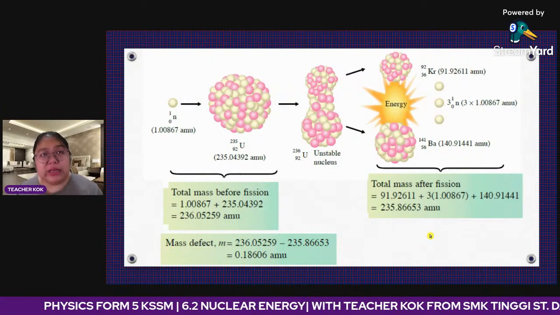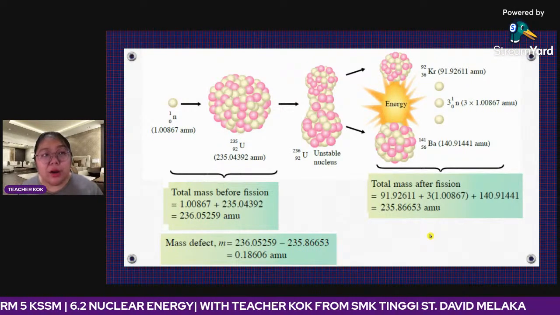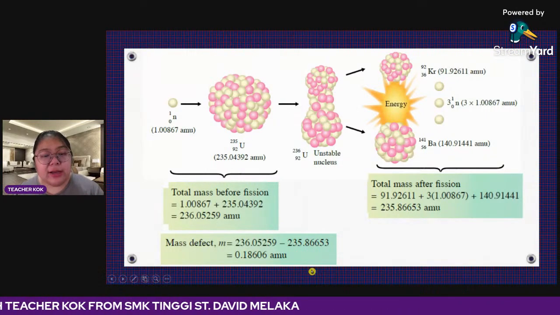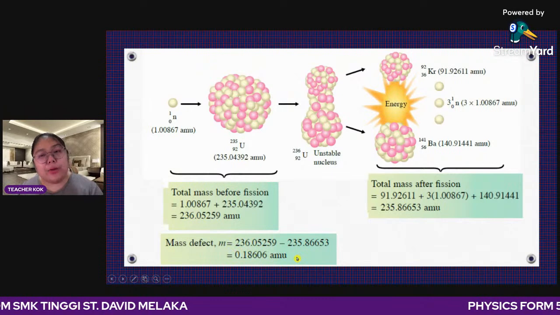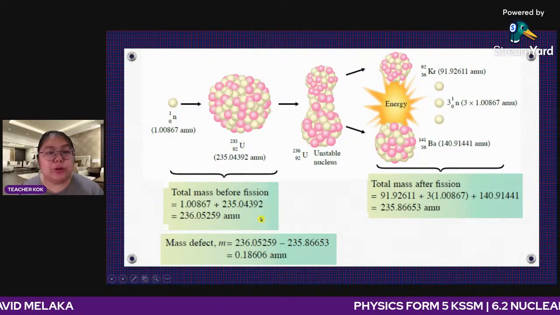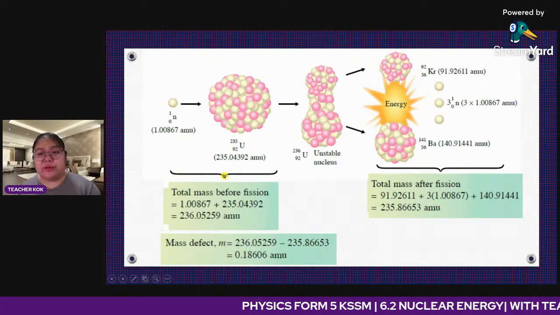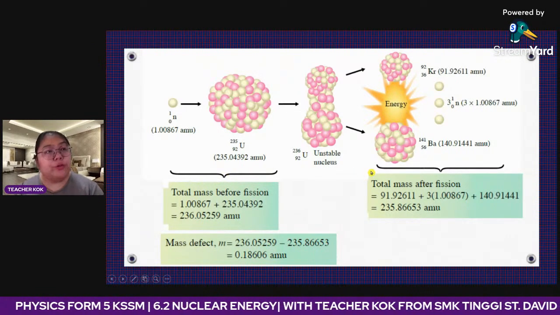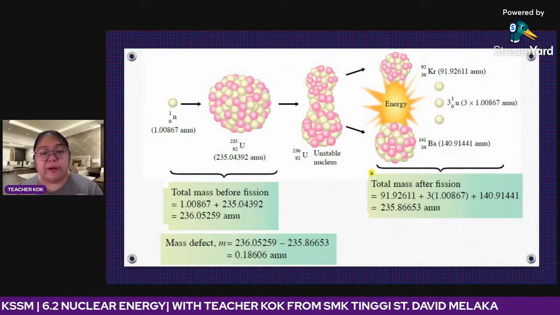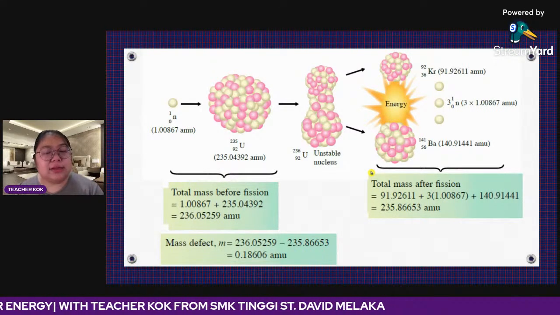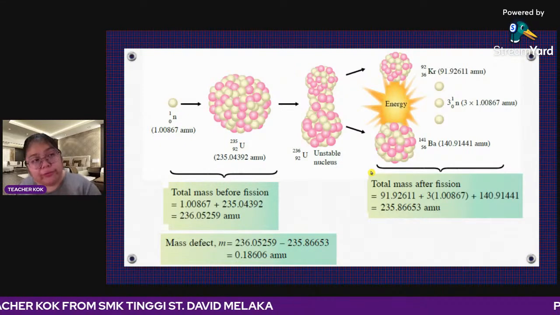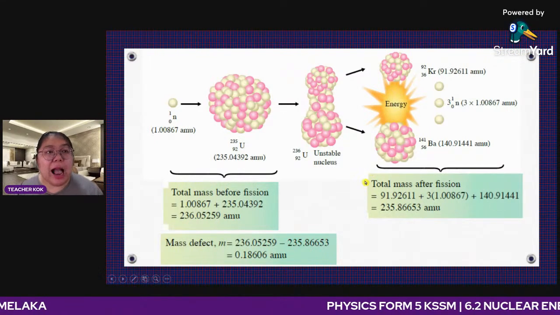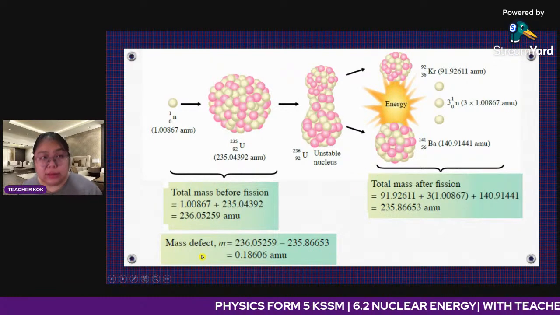Normally the question wants the answer in kilograms, so you need to convert. Normally we do the calculation in AMU first. Finally, when you get the mass defect, then you convert to kg. Don't convert first, because if you convert first there are so many procedures you need to do. We do the calculation in AMU first, get the final answer in AMU, then convert to kilograms. So this is the process of how we find the mass defect.